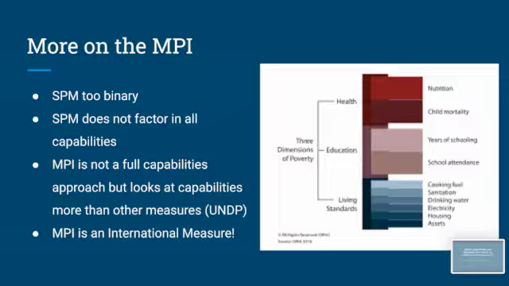So the MPI piggybacks off of the capabilities approach and supports Janie and I's conclusion of how we want to measure poverty, which, as Janie said before, is not all about what's in your pockets. It's what you can do with this money.